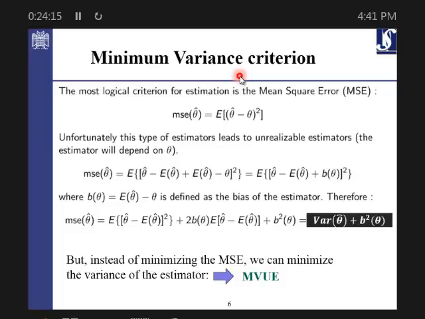The error between your estimate and the true value, this is the error. The square of the error is just the energy of the error. The expected value of this should be minimized. That's MSE, the mean square error. In this case, do we need to take into account the unbiased? We will come to that. For now, I just use the minimum variance criterion.